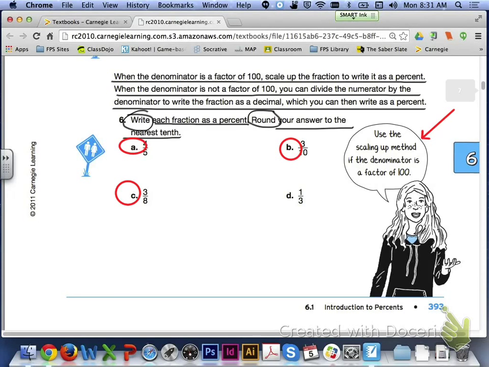C and D, on the other hand, 8 and 3 are not factors of 100. So for those two questions, you can either use traditional division, or I will let you use a calculator to divide and turn into a percent. So go ahead and do number 6, A through D.